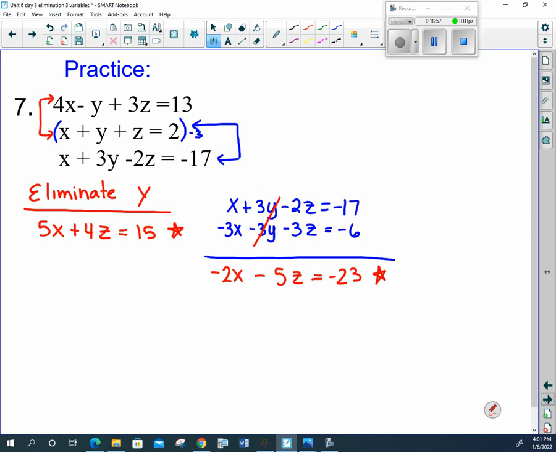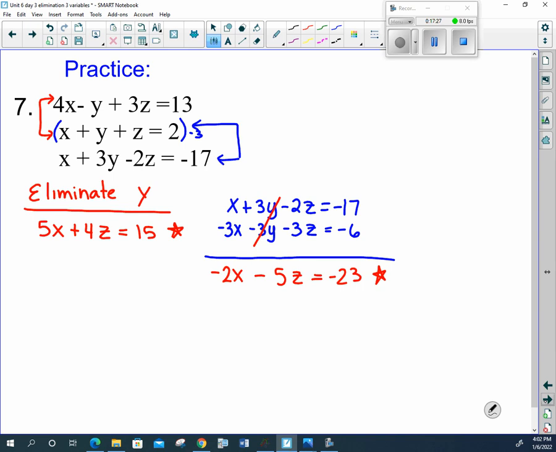So now we've got x's and z's in both of those equations. So now we've got to decide which variable we want to eliminate. Doesn't seem like either one of them is very easy. So it looks like we're going to have to multiply both equations. So I guess I'll just eliminate the x's. So I've got a 5x and a negative 2x. So I think I'm going to change them both to be 10x's. So one a positive 10x and one a negative 10x.